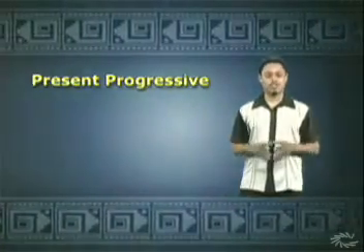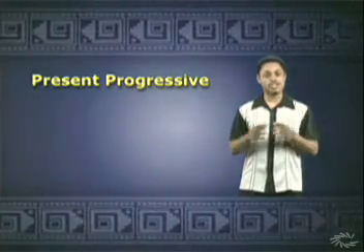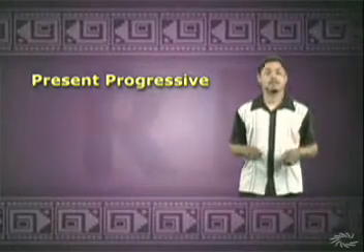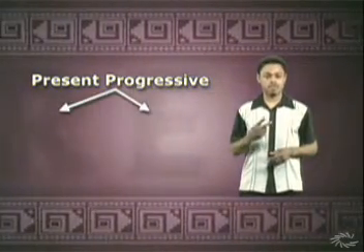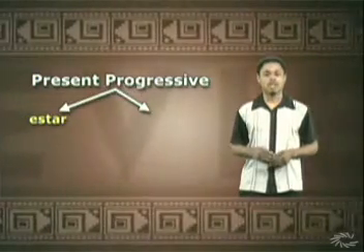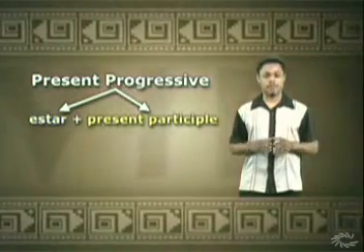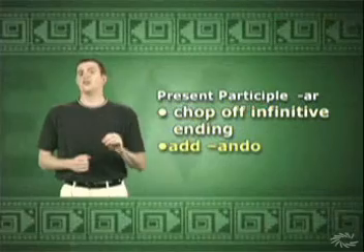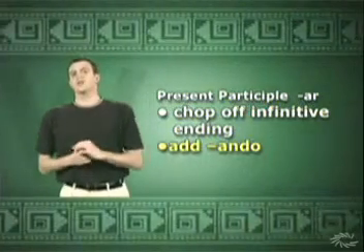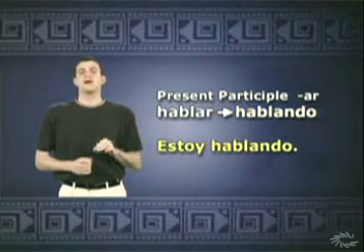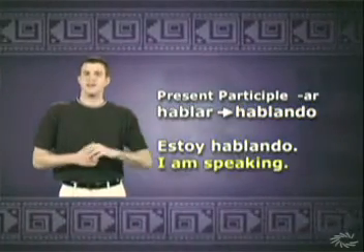The present progressive is a verb tense we use to describe actions that are in progress, happening right now, as we speak. To form the present progressive, we need two things: the helping verb estar, conjugated to match your subject, and the present participle form of the verb that's in progress. To form the present participle of an AR verb, you first chop off the infinitive ending, then you add ando. So the present participle of the verb hablar is hablando. Estoy hablando means I am speaking.